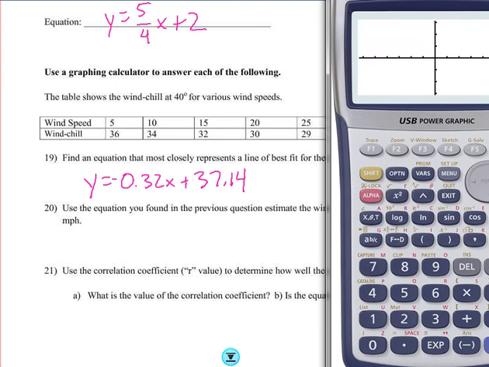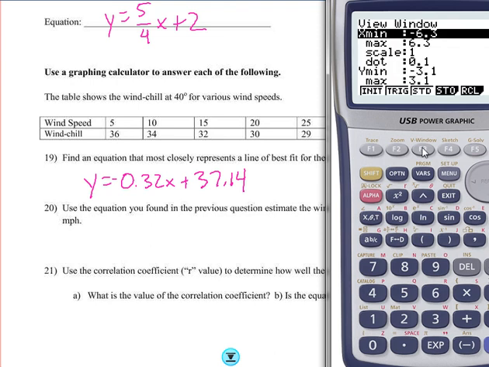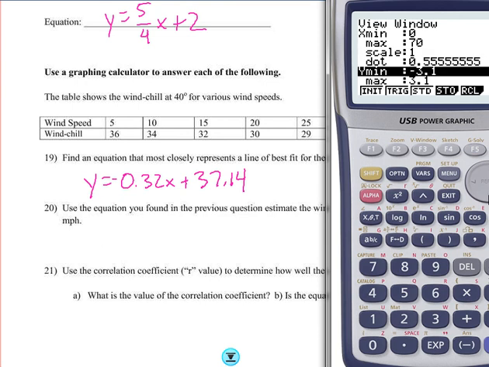And I'm going to graph it. I can't see it right now. This happens to us a lot. We have to change our view window. My x values go from 0, and I'm going to calculate up to 60, so I'm going to go ahead and put 70 in here. And then my y values go from, the biggest one is 36, so we'll say a minimum of 0, and we'll go to 40.